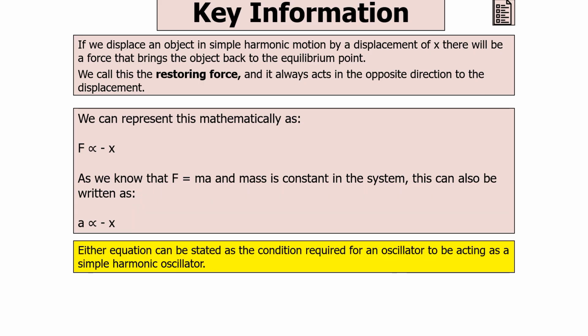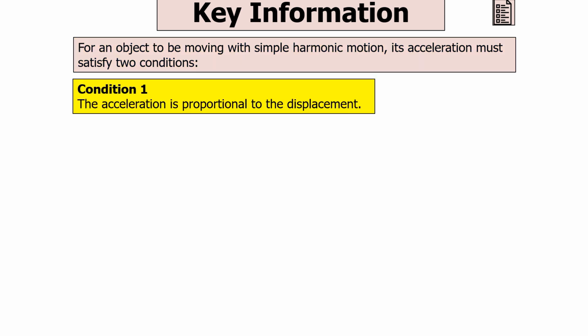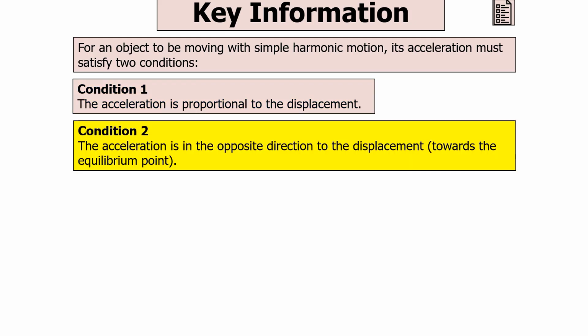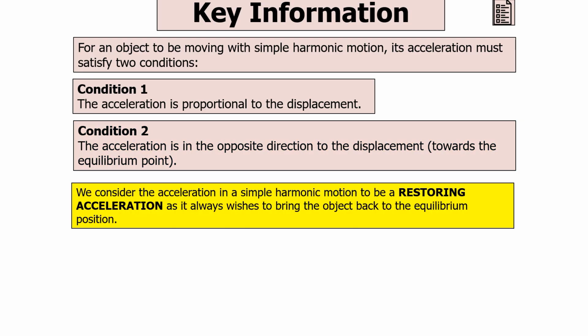Now either equation can be stated as the condition required for an oscillator to be acting as a simple harmonic oscillator. So, for an object to be moving with simple harmonic motion, its acceleration must satisfy two conditions. Firstly, the acceleration is proportional to the displacement. And secondly, the acceleration is in the opposite direction to the displacement, towards the equilibrium point. So we can consider the acceleration in simple harmonic motion to be a restoring acceleration, as it always wishes to bring an object back to the equilibrium position.